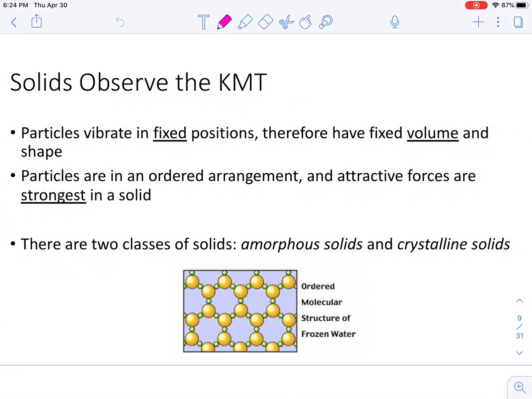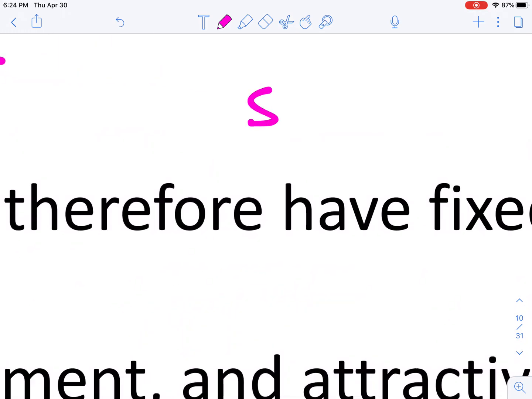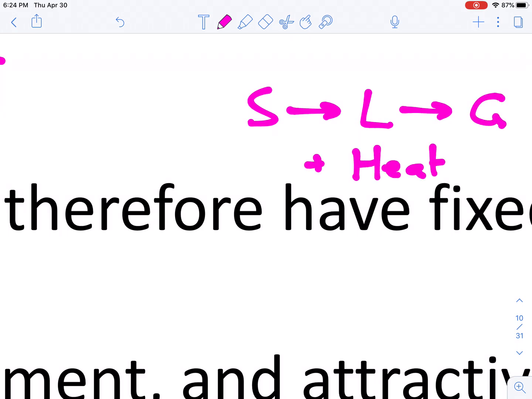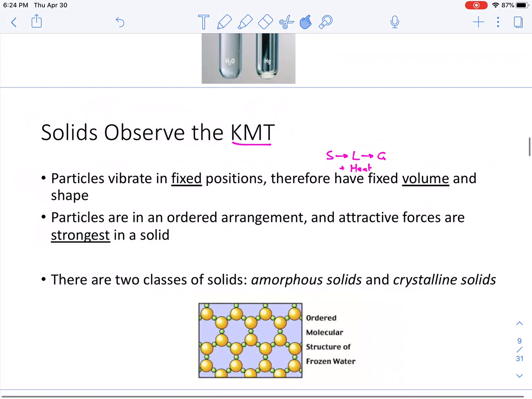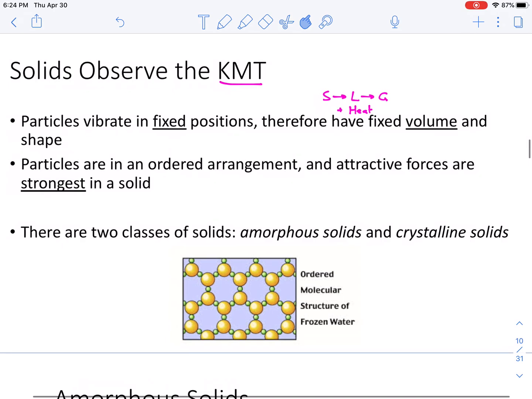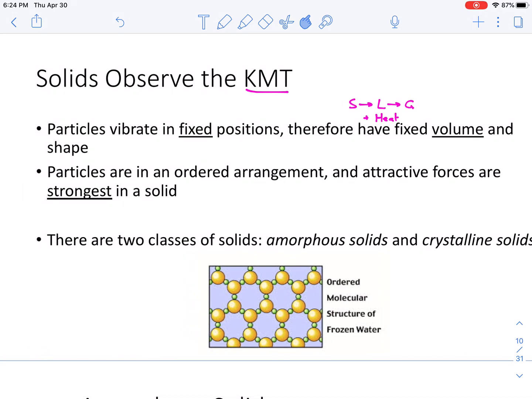Hi everyone, our next review is going to deal with solids, and as we think of kinetic molecular theory and think of the idea that to get from a solid to a liquid to a gas, we need to add heat. Solids are obviously on the lowest end of that spectrum, which means that they have the least amount of heat associated with them, and that gives rise to some various properties.